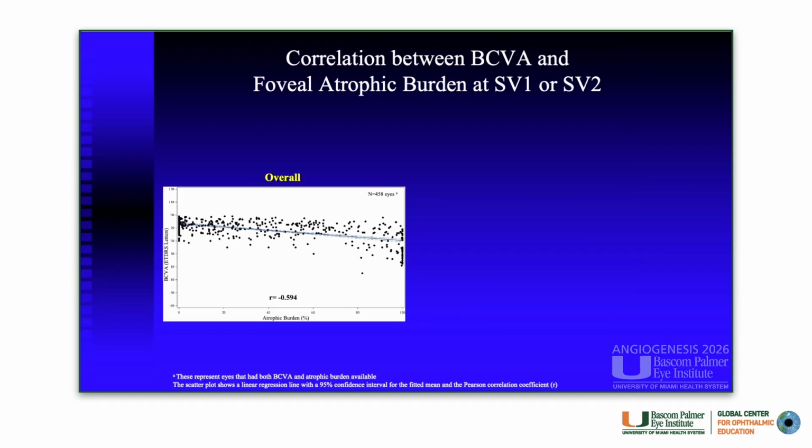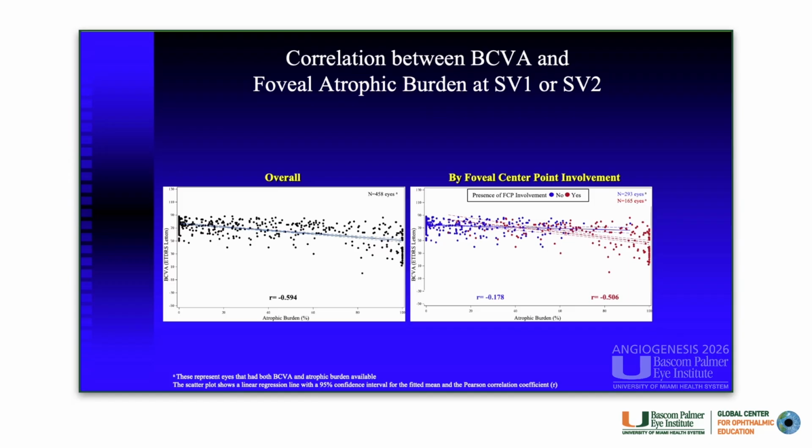We looked at the correlation between the best corrected visual acuity and the foveal invasion, or the foveal atrophic burden. I'm using those terms synonymously. And you'll notice that overall, at screening visit 1 or screening visit 2, as you have a greater atrophic burden, the best corrected visual acuity decreases. And if you look at this, depending on whether it was with or without foveal center point involvement, you'll notice that the correlation was strongest, as you might expect, if there was foveal center point involvement.